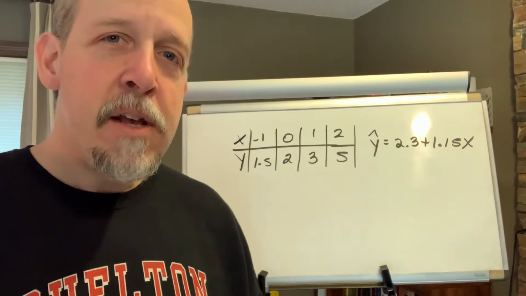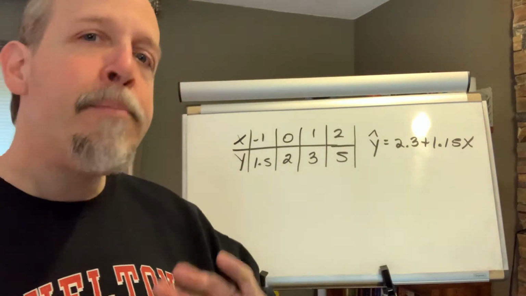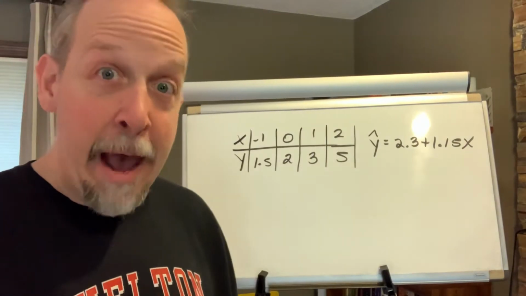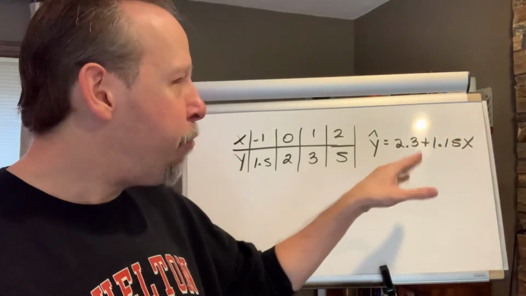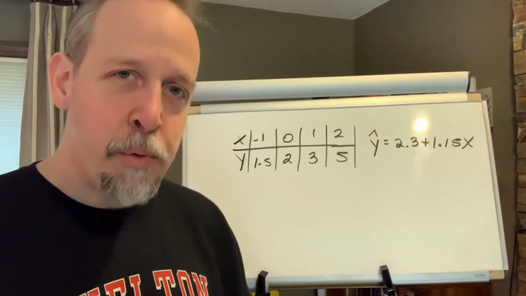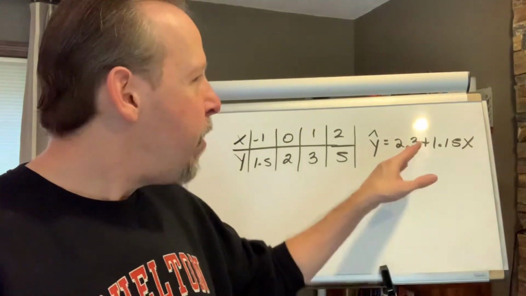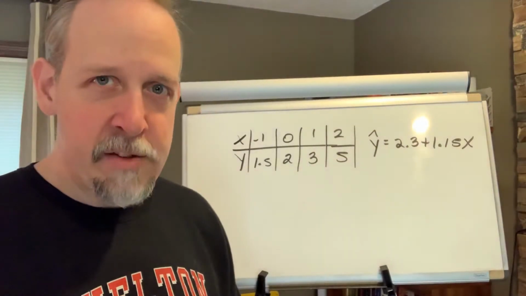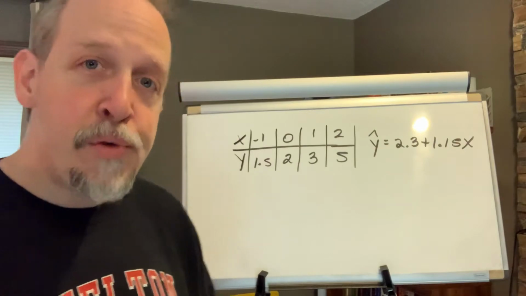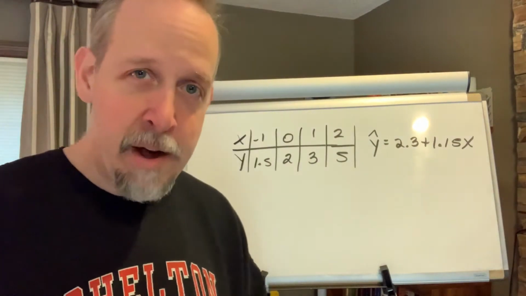Y hat tells you you're finding a predictive value. It's not that the output y is absolutely going to equal 2.3 plus 1.15x. It's that we're predicting it to equal in the vicinity of 2.3 plus 1.15x. And the hat on the y indicates a predictive value. So use those from now on when using predictive models.